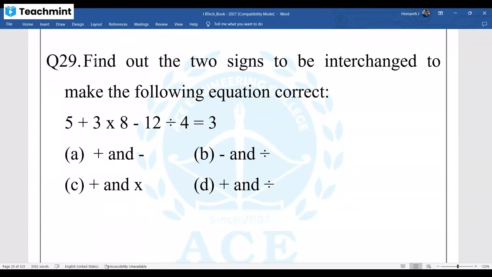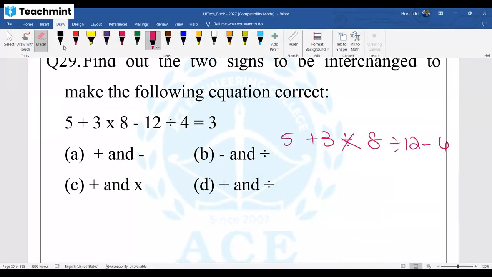Checking all the options is a waste of time. You need some logic. The answer must be an integer. If you do an interchange, say you put minus and division, wherever minus is there you put division, does that result in an integer value or not? Suppose we go with option B: 5 plus 3 into 8 divided by 12 minus 4. Many people assume this is not an integer value.